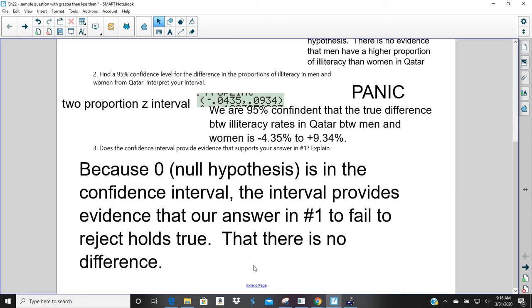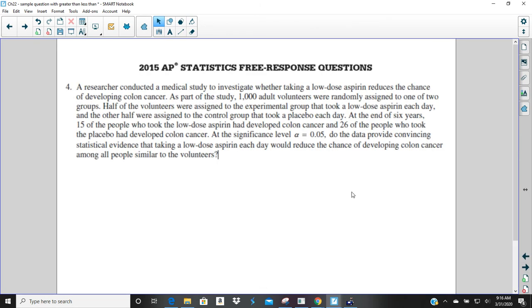I'm going to move on to the next question. Pause if you need to. The next question is from the 2015 AP. So I actually was a teacher when this came out. So I hope most kids did well on it. Take a moment to read it, and then we will quickly go through it.